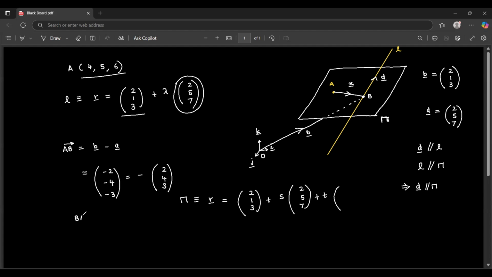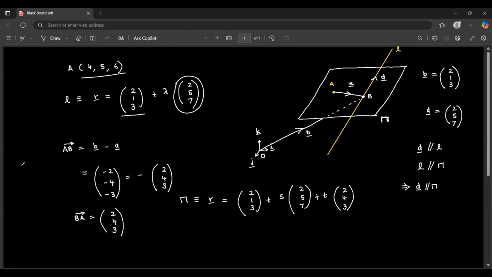So BA can be given as 2, 4, 3. You can also use BA if you want, because that also lies on the plane, right? It doesn't matter which direction it lies on, but it lies on the plane. So you can write down 2, 4, and 3.